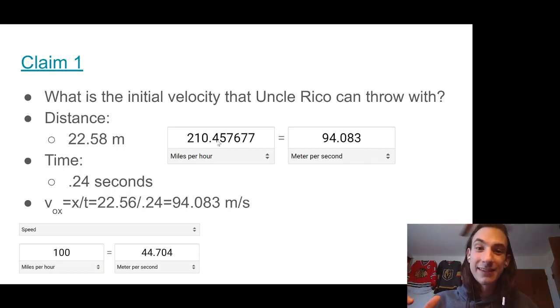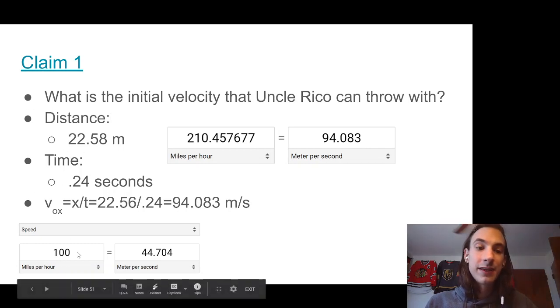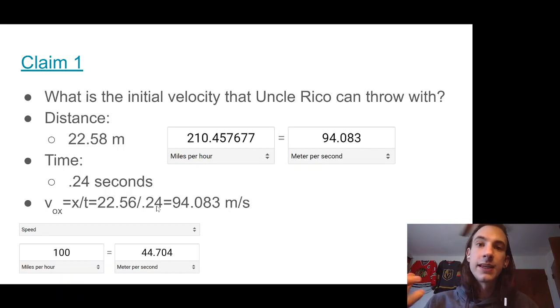So he's able to throw that stake, based on the video evidence, 210.457677 miles per hour. A baseball pitcher is able to throw about 100 miles per hour, so about 44.704 meters per second. I compared it to a baseball player just because the stake is a little bit more the size of a baseball rather than a football. But this tells us a lot. This tells us that he's got a pretty powerful arm.